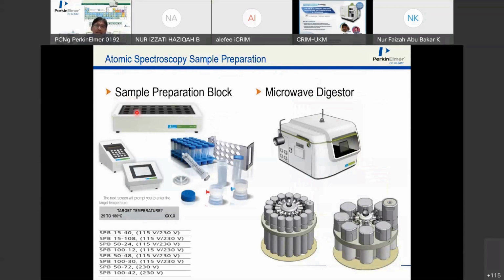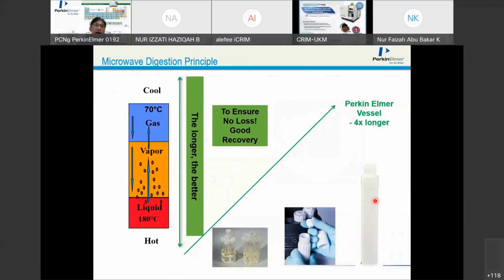It's similar to a hot block, but it has multiple positions, as many as 50. The positions heat the sample up to 180 degrees, but it's an open digestion. The other is the microwave digester. It has 16 vessels or 8 vessels. If you are going to do mercury, it is advisable to use the microwave digester. It's a closed vessel digestion. Mercury will not be lost during sample prep, and you can use the official validated method for mercury sample prep.